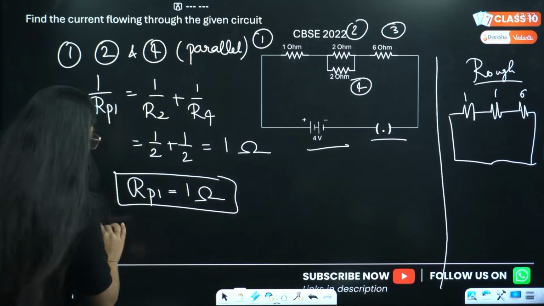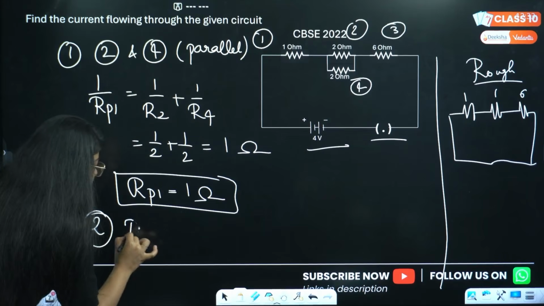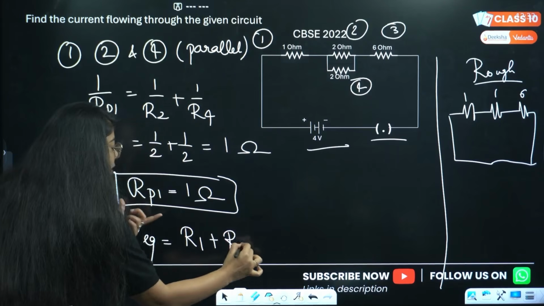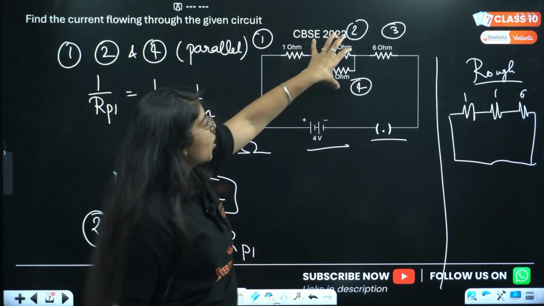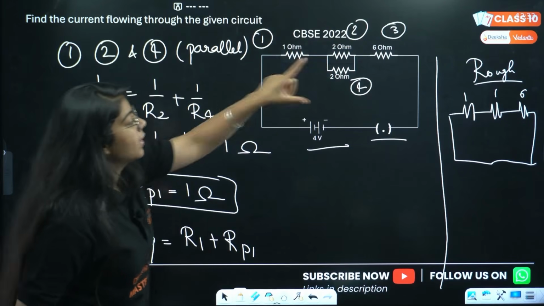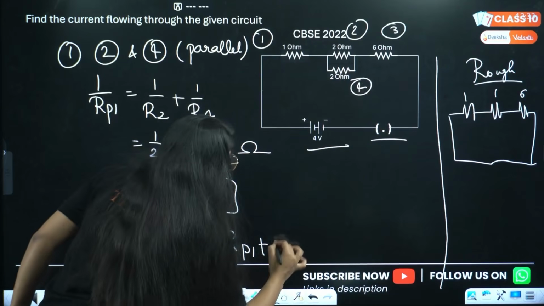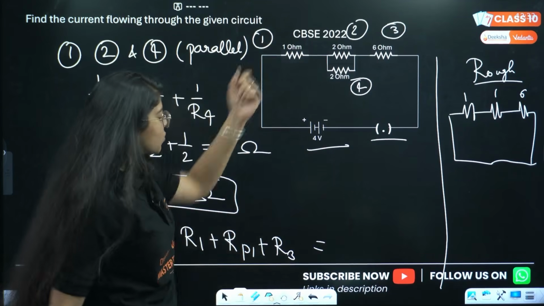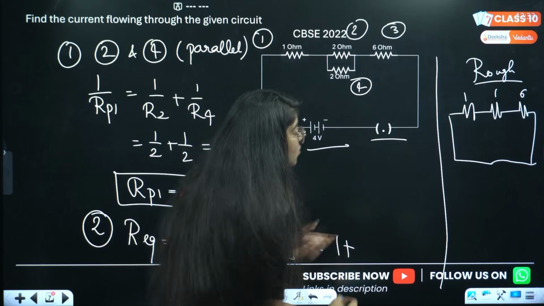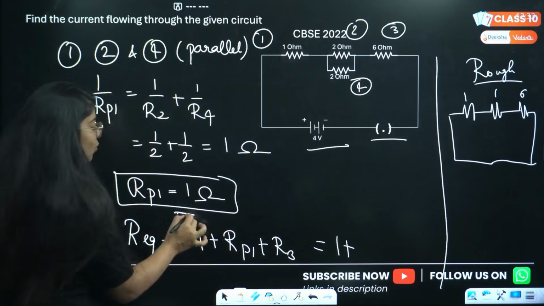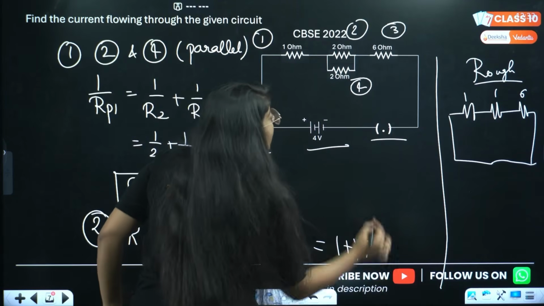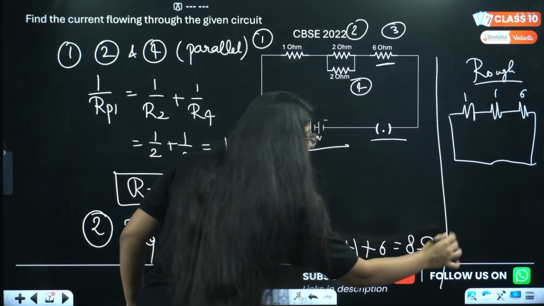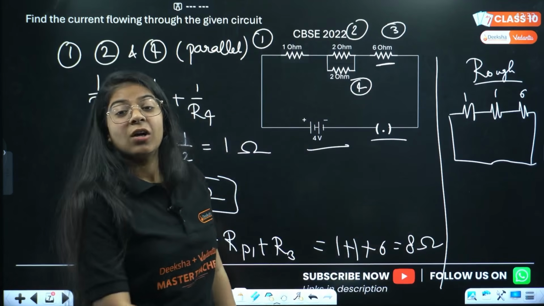Now the second step is to find the equivalent circuit. Equivalent circuit will be what? R1 plus Rp1, because this got converted into Rp1, plus this R3, right? Now R1 is 1 ohm, Rp1 we found is also 1 ohm, plus R3 is 6 ohm. Again we got an answer, 8 ohm.